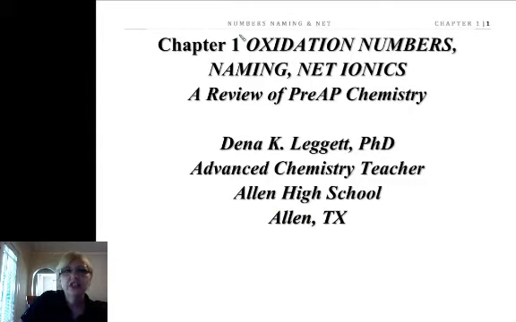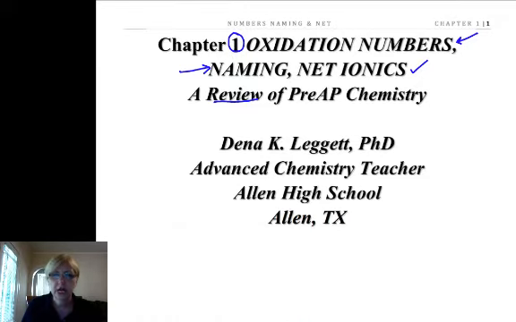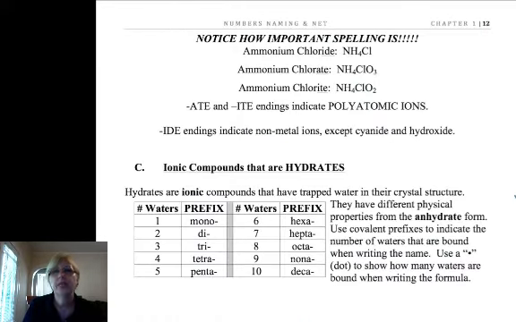We are on chapter 1 in our notes, and we're reviewing pre-AP chemistry. You should have covered oxidation numbers, and I know for sure we've covered naming, and then I'm introducing net ionics. It's a very short little concept, so let's jump in.